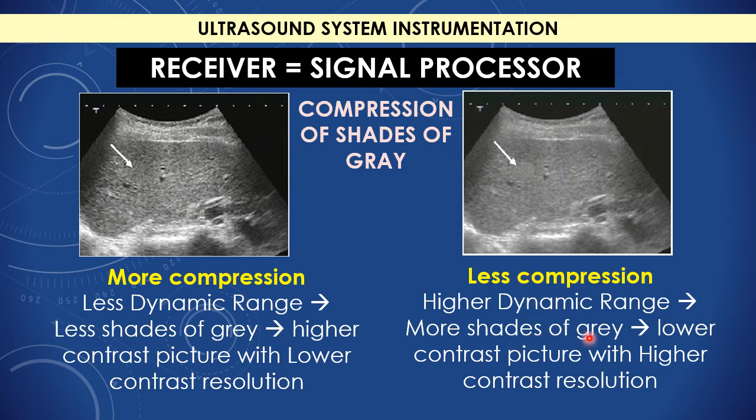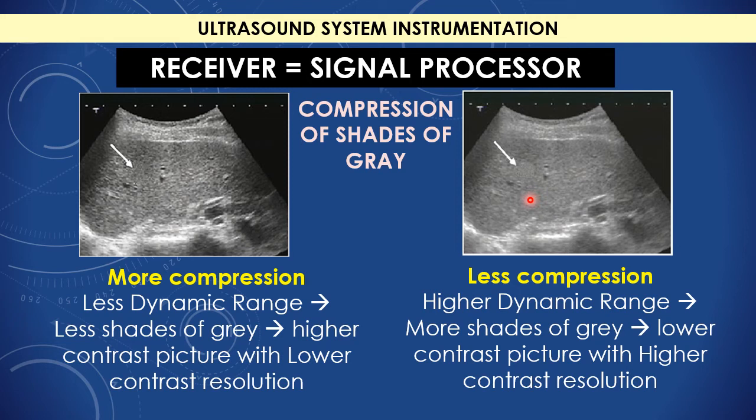From the point of view of photography, this is a lower contrast picture, because the two extremes, the black and the white, are not very apparent in this picture, so it's less contrast, right? But from the point of view of ultrasound, it is called higher contrast resolution. So photography is lower contrast, ultrasound is higher contrast resolution. This is by less compression.